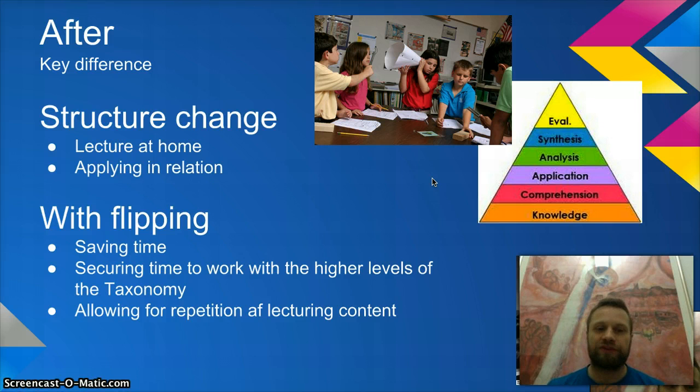Yeah, it's both saving time, but it's also securing that we actually reach the higher levels of taxonomy, what I say here. And of course, the video is allowing for repetition of this lecturing content. So if they forgot it in half a year, they would quite easily know the content again, so they could apply it again and again.